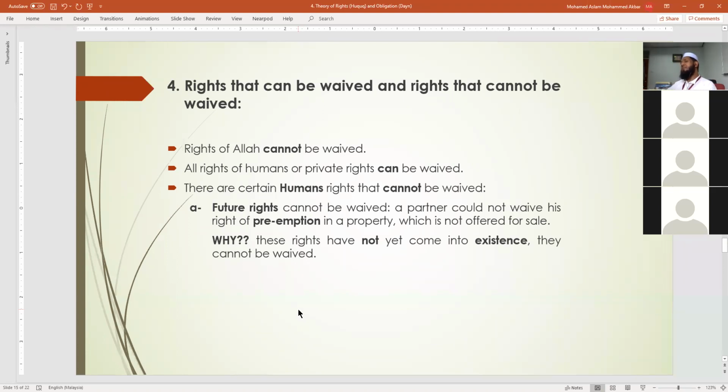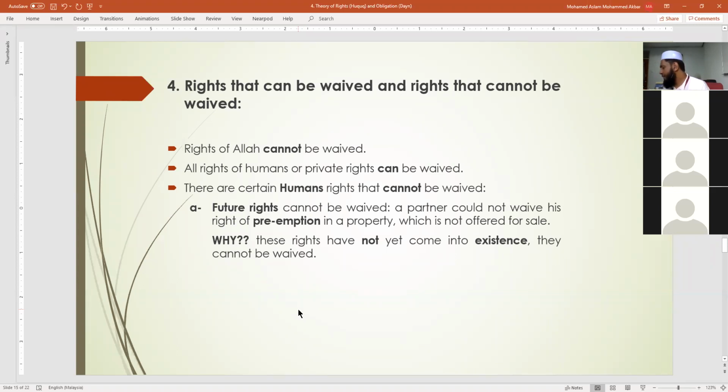So number one is future rights, meaning you didn't actually buy a product. This is also something to talk about today in Islamic finance or any other conventional finance. Before you buy certain products, how can you actually waive the right, isn't it? One example they are giving here is shufa'a, like I told you, preemption. This preemption is actually your right.